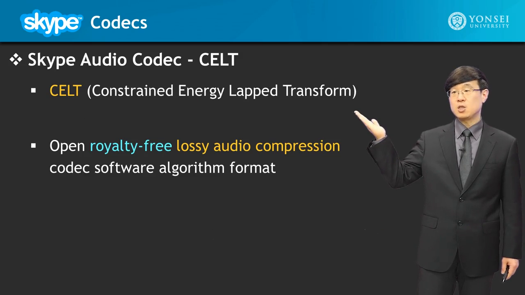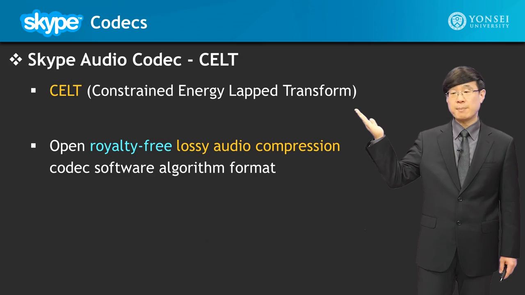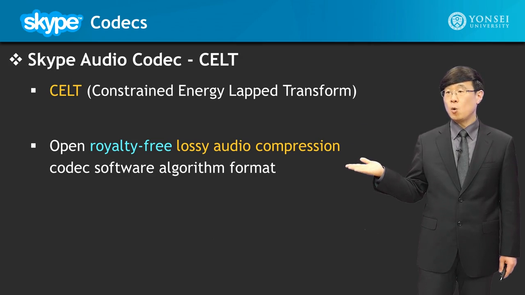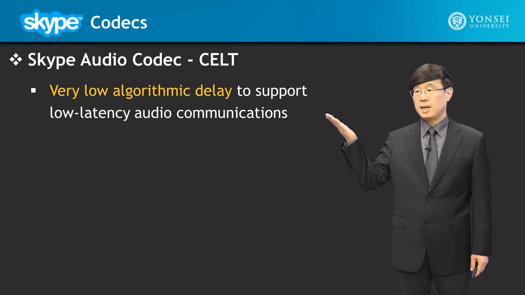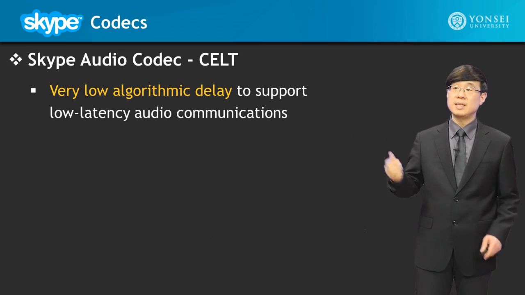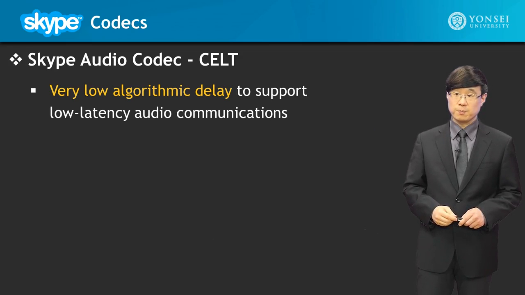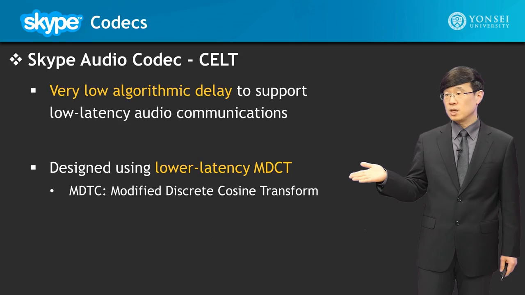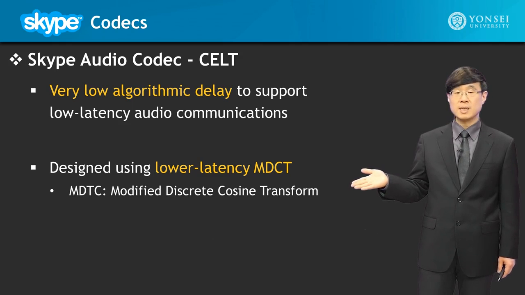CELT is short for Constrained Energy Lapped Transform, and this is an open, royalty-free, lossy audio compression technique. It has very low algorithmic delay to support low latency audio communications. It was designed using lower latency MDCT technology, which is short for Modified Discrete Cosine Transformation.